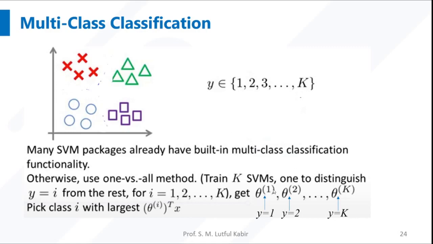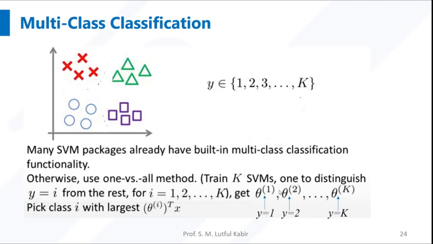Every time you will get a set of theta. For example, with y equal to 1 as one class and the others as y equal to 0, you will get theta 1. Then for y equal to 2 and the others as 0, the solution is theta 2. Similarly, for y equal to k, theta k. So for each and every y, you will get a set of theta.